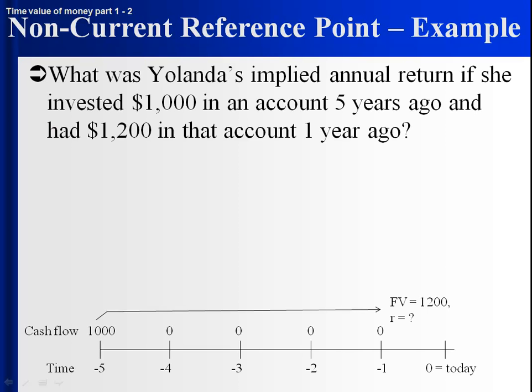So we want to know what Yolanda's implied annual return is. 5 years ago, she invested $1,000, and 1 year ago, she had $1,200 in that account. So here we are today. For now, we'll call it today time zero. And 5 years ago, she had $1,000. 1 year ago, she had $1,200, and we want to know what's the rate that got her from $1,000 to $1,200.